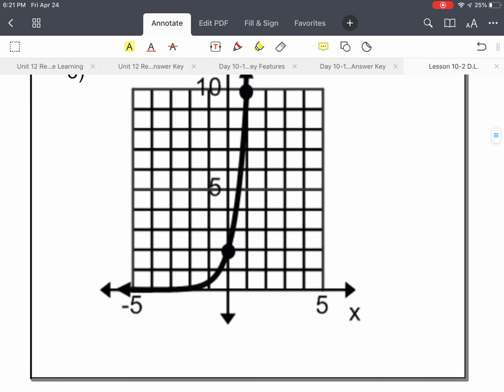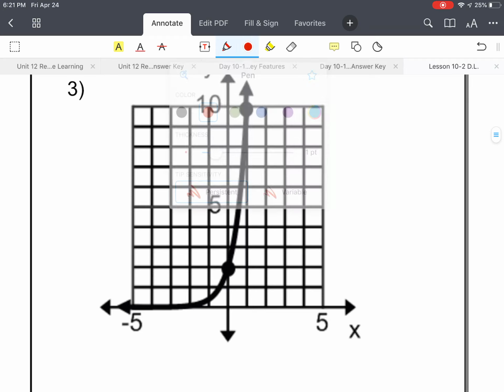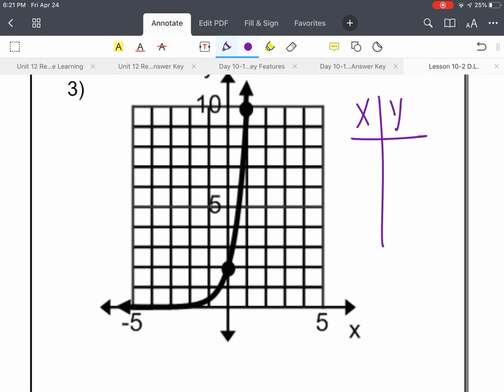Okay. So let's make our table. Okay, let's look at our good points. I only have 2 on this one. 0, 2, and 1, 10. Okay, so my y-intercept is 2. It crosses the y-axis at 2.